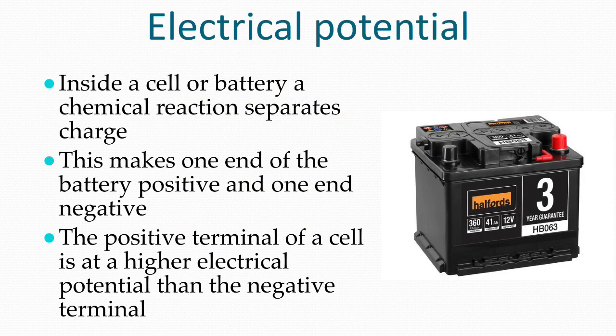Batteries and cells use a chemical reaction to split up the charge within the battery, sending the positive charge to one terminal and the negative charge to the other terminal. The positive terminal has a higher electrical potential than the negative terminal.